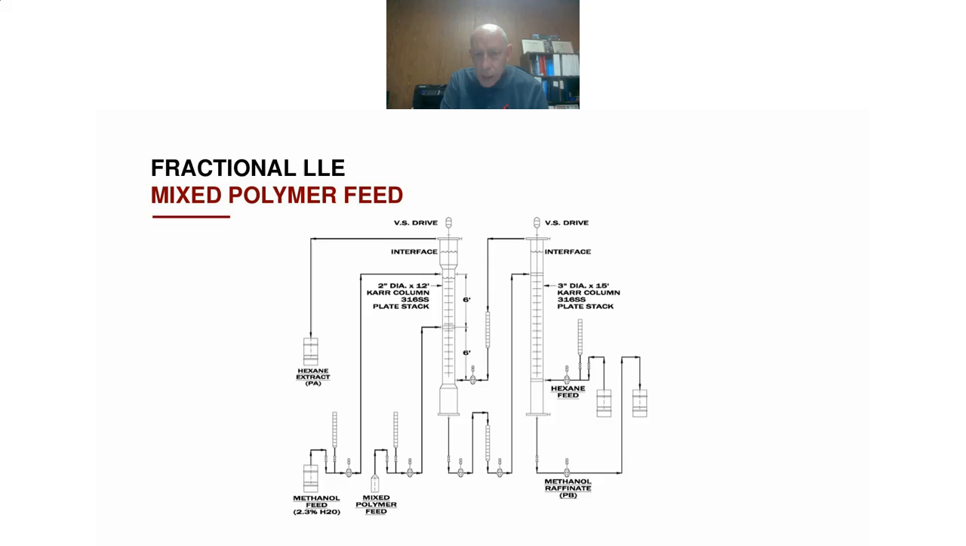So that would extract, in this case, the more polar components from that polymer solution. And then at the other end, you're bringing hexane in, and that, being a straight chain, would preferentially extract the non-polar components of that feed.